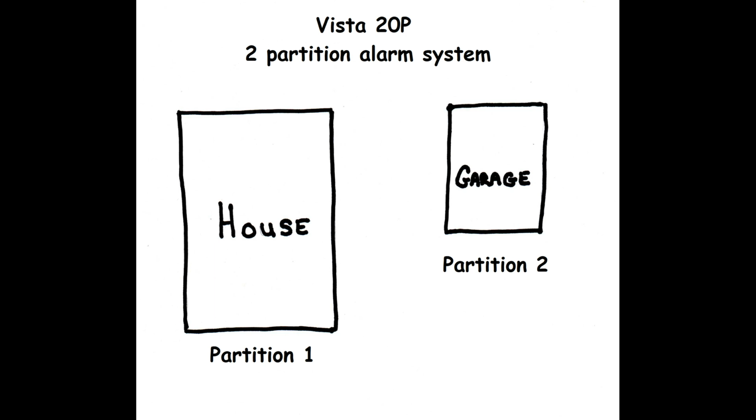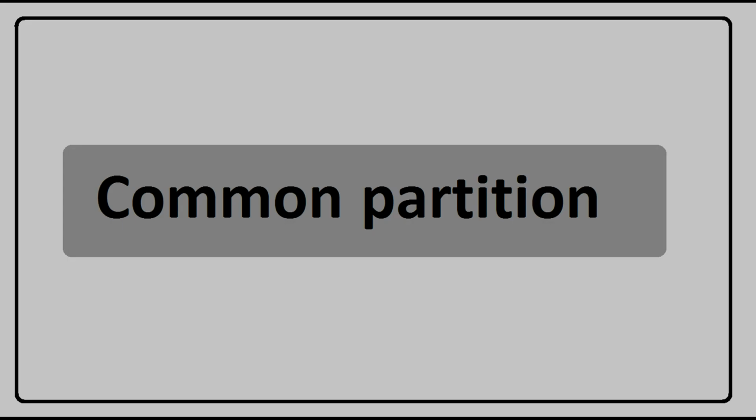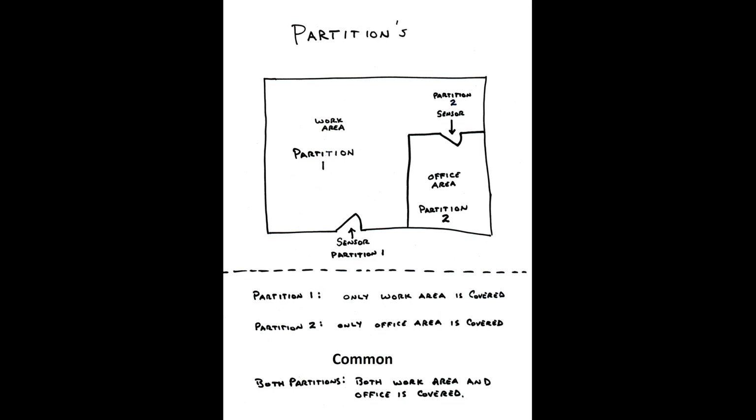Well, the Vista 20P effectively can monitor two different alarms. For example, the first alarm can be your house, which would be partition 1. And the second alarm can be a detached garage, which would be partition 2. Or we can combine both partitions into one. This is called the common partition. Let me show you an example.